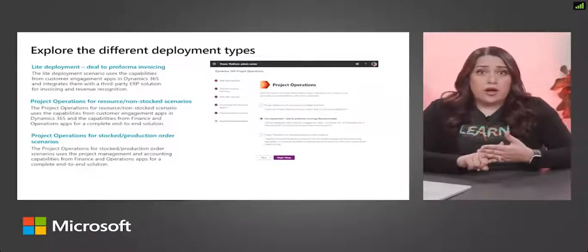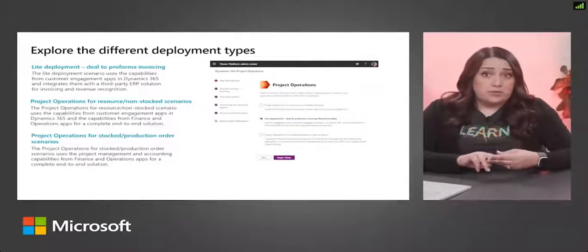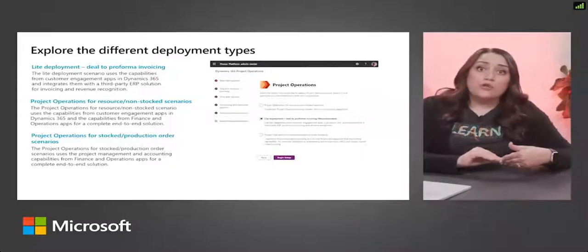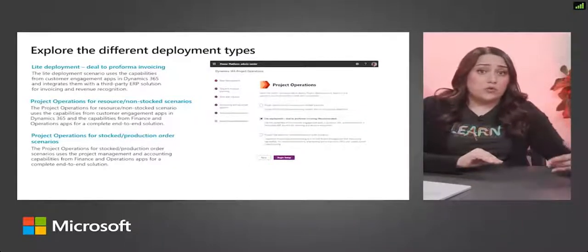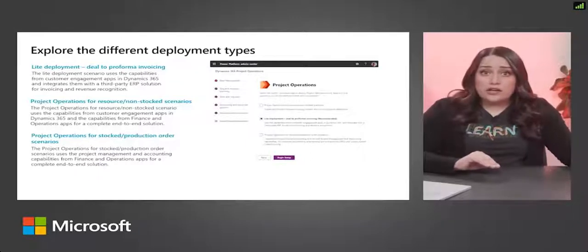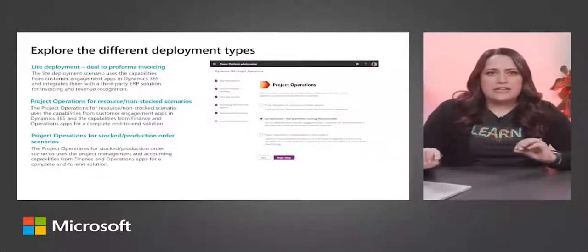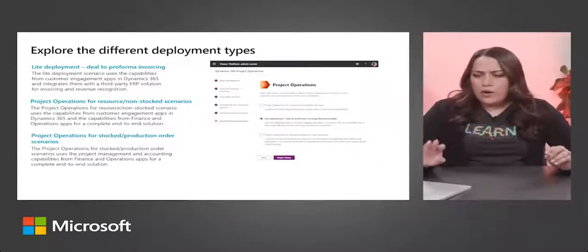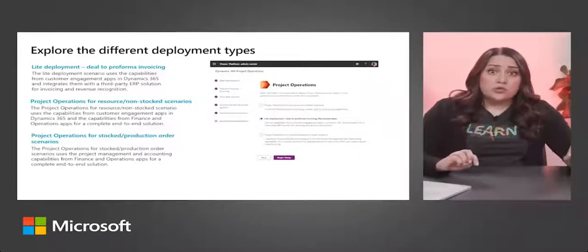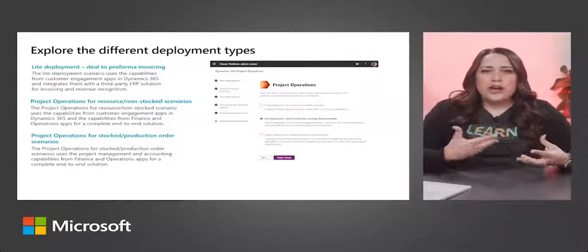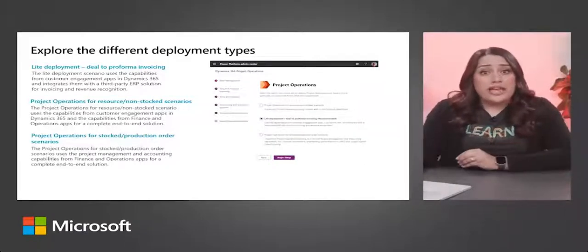So the first deployment option that we have is the light deployment. This is really going to be best for those organizations who are using other Dynamics applications or other ERP resources. And this one is really good for pricing, invoicing, and time tracking. Whereas with project operations for resource or non-stock scenarios, this is used when you are trying to use the rest of the customer engagement apps.